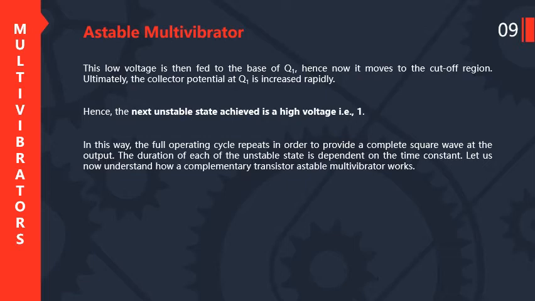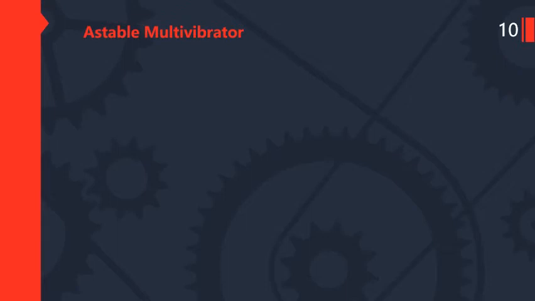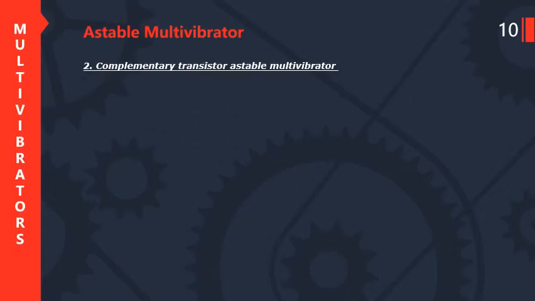In this way, the full operating cycle operates in order to provide a complete square wave at the output. The duration of each of the unstable states is dependent on the time constant. Let us now understand how a complementary transistor astable multivibrator works. So the second is the complementary transistor astable multivibrator.